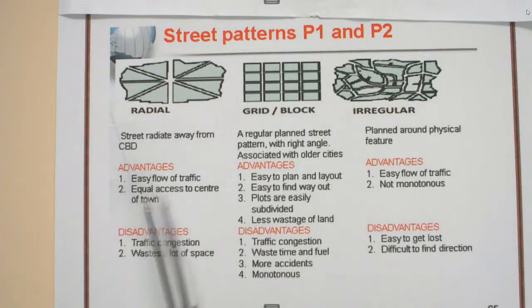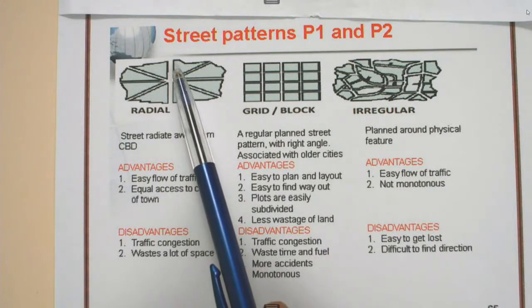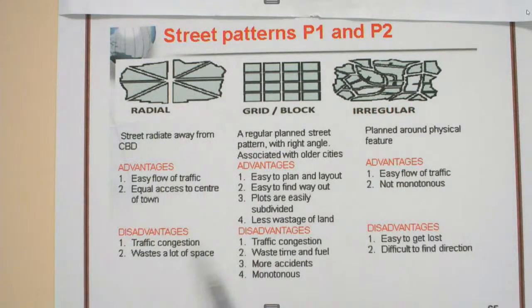What are the advantages of radial? They allow for easy flow of traffic and equal access to the center of the town. A disadvantage of the radial pattern is that traffic congestion can be the order of the day, and it wastes a lot of space. Some buildings or sites might be bigger than others.